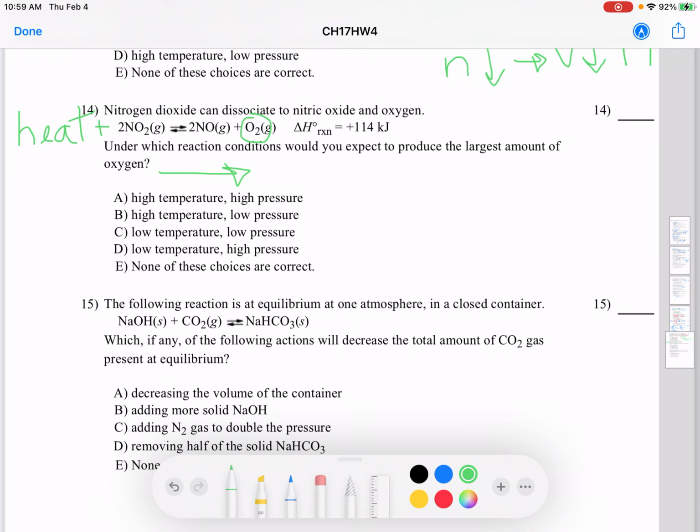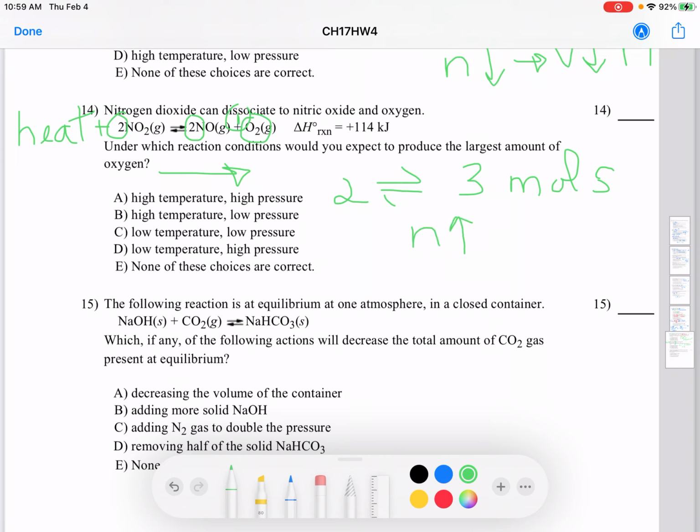And then what about the pressure? Again, similar to the previous one, we can look at the pressure terms by looking at the number of moles. In our reactants, we have 2 moles. And in the products, how many moles do we have? 2 here and then 1 oxygen. So 2 plus 1, 3 moles. Right? So by looking at the number of moles, we want the reaction to make more moles. We need to increase the number of moles.